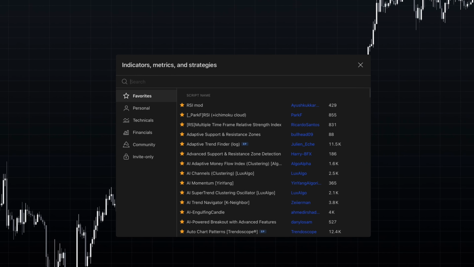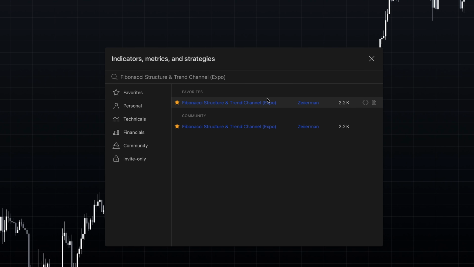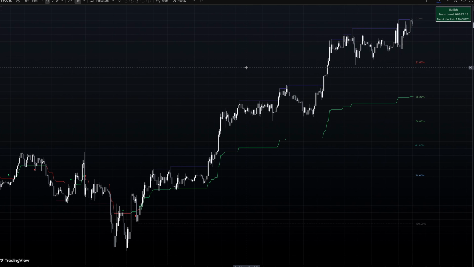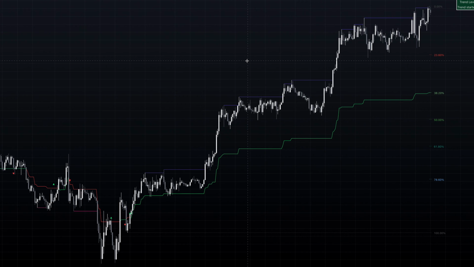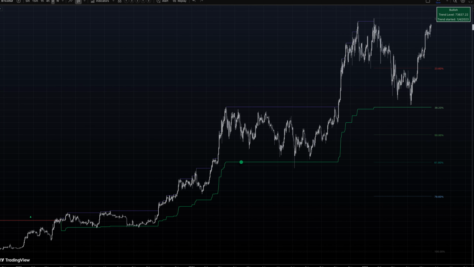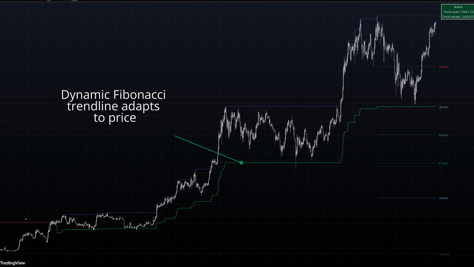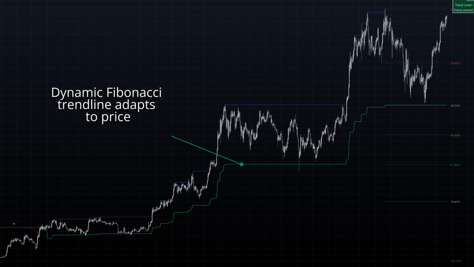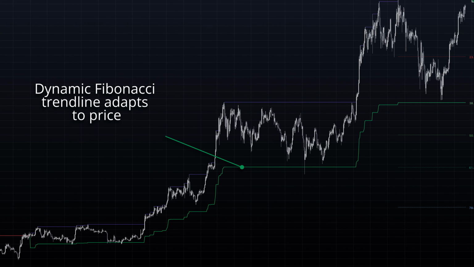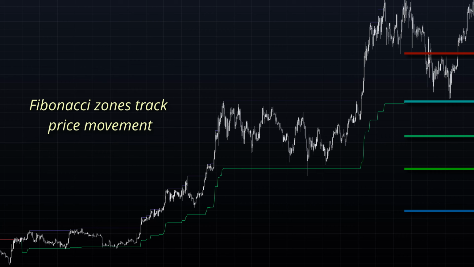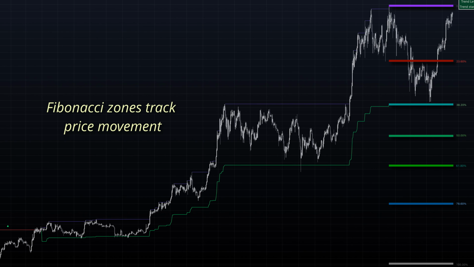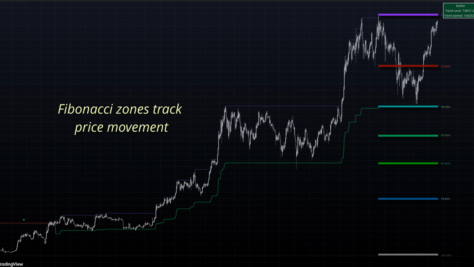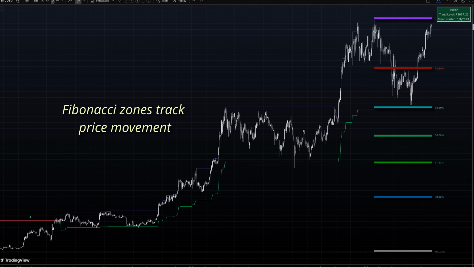Created by Zierman, this Pine script indicator identifies trend direction and potential reversal points using Fibonacci retracement principles combined with structure analysis. The system dynamically calculates a Fibonacci trend line based on significant highs and lows, adapting as price action evolves across the chart. The indicator monitors price movement relative to key Fibonacci levels, with the default set at 0.382.